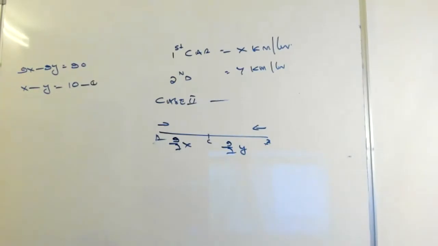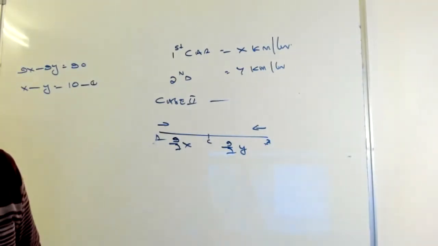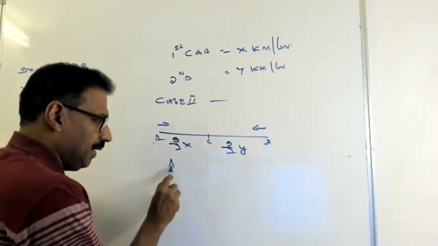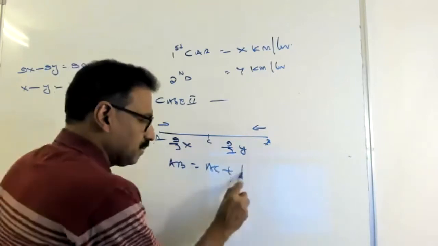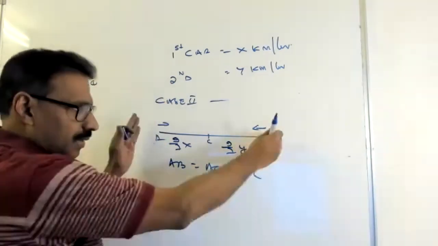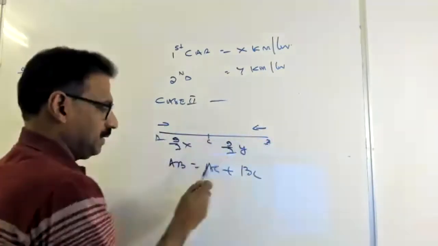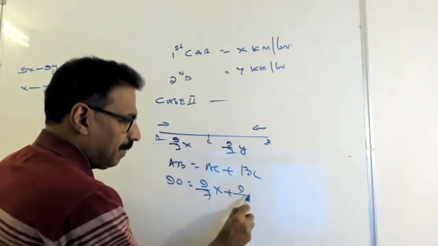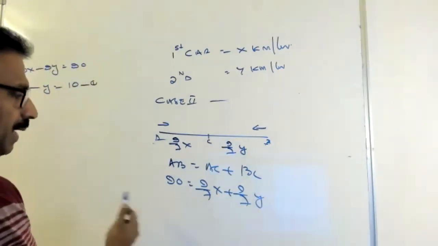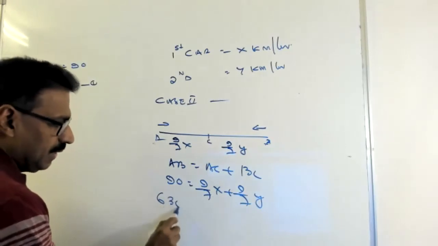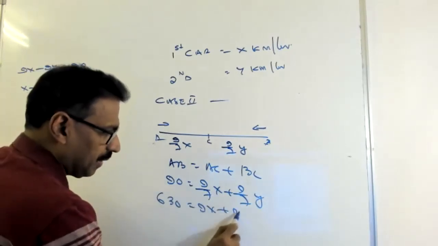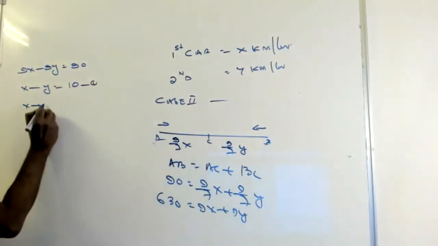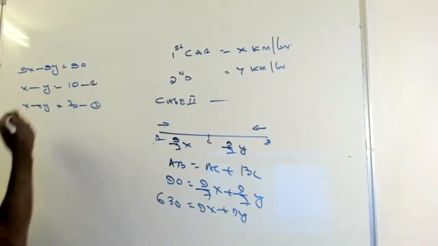How to make an equation? The equation is what? AB equal to AC plus BC, right? So 90 equal to 9/7x plus 9/7y. You can multiply by 7. 630 equal to 9x plus 9y. You can cut by 9. How much? 70. x plus y equal to 70, number 2. Then you can solve it.